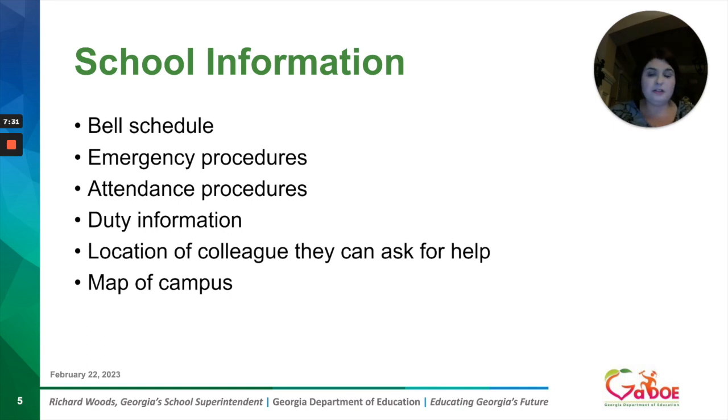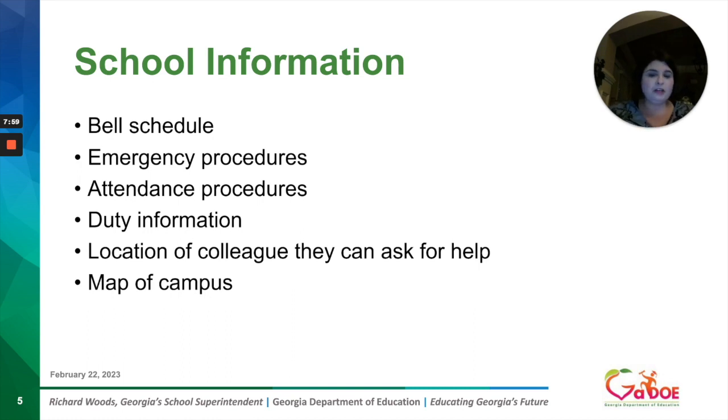What are the procedures for taking attendance at your school when a sub is in the building? How do they get it to the office? What do they need to do in order to make sure that that attendance is accounted for? Any duty information that you need to share with them, like if you have car line duty every morning at 7:10, then that needs to be in there. Or if you already have arranged someone to cover that for you, that would be good information as well.